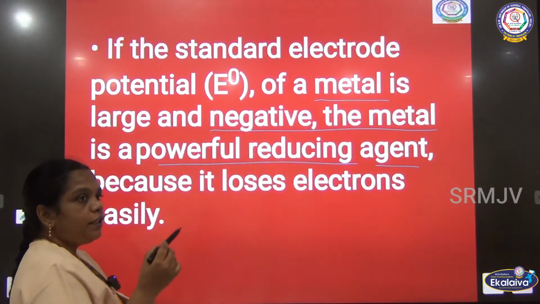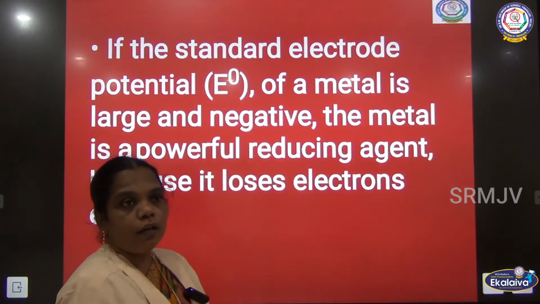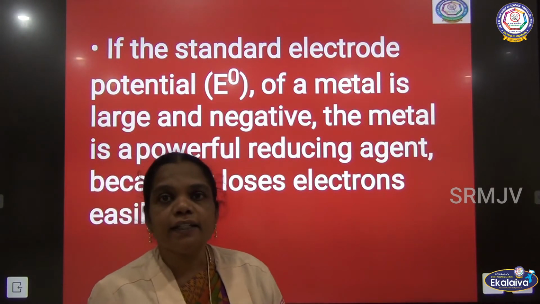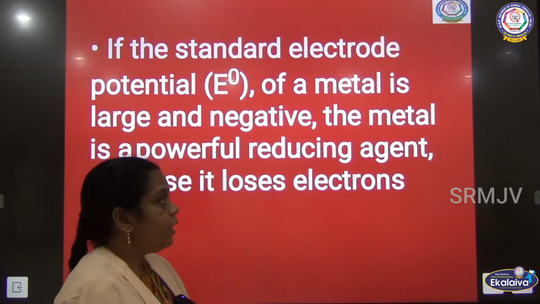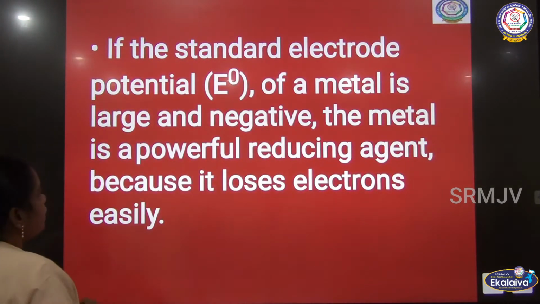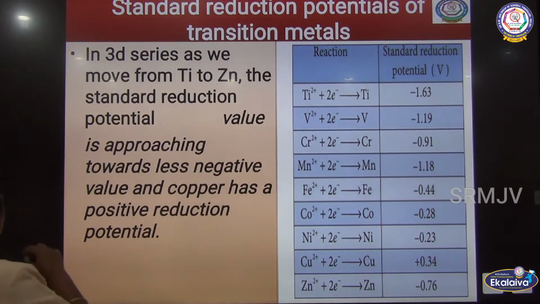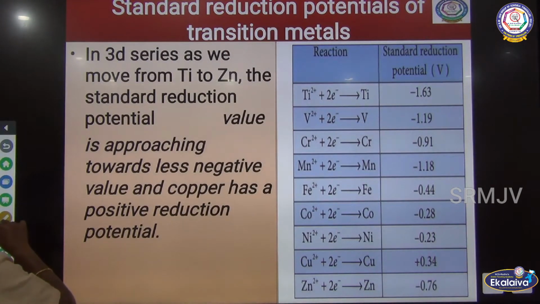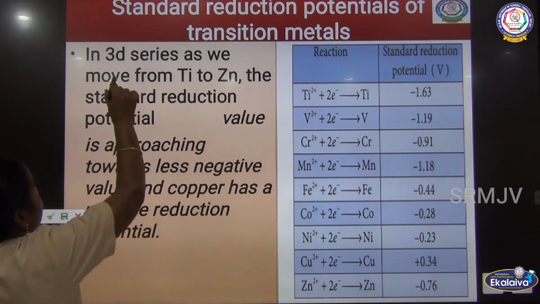Large negative means they lose the electron. By losing the electron, they can act as a reducing agent. Understand? In this way they are going to be oxidized themselves. And next one, now you can see that we compare the reducing property of the elements in the 3D series.